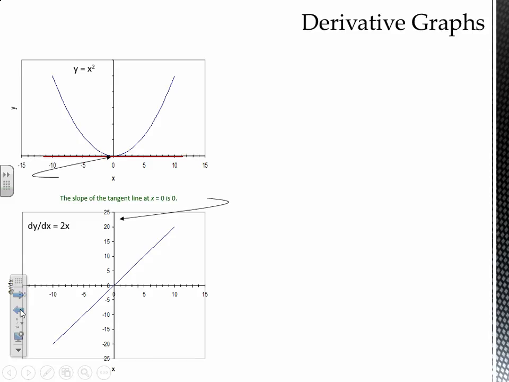So how do we know when we're going to have negative tangent lines versus positive tangent lines? What is the difference between the left side of the graph and the right side of the graph? Talk about it with your pod. What's the difference between the left and right side of that parabola?